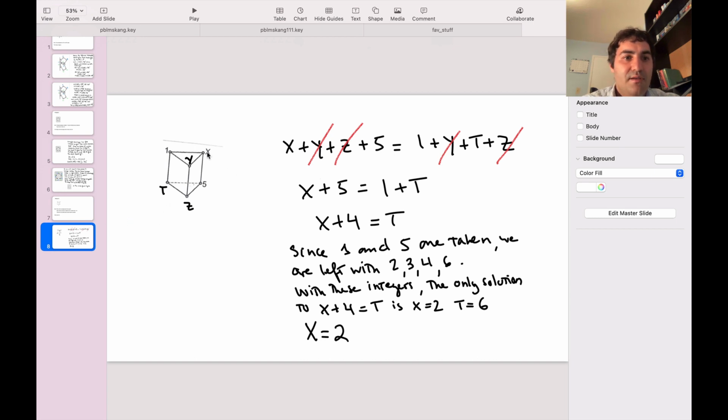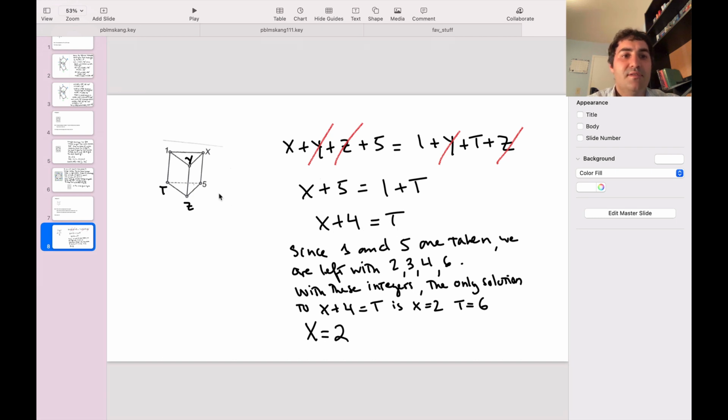So we know that x plus y plus z plus 5, so I denoted these other vertices as y, t, and z. So we know that if we sum these values in one square, they're going to equal the values in another square. So we can say x plus y plus z plus 5 equals 1 plus y plus t plus z. Now I x'd out in red the common terms on each side, which cancel. So we get x plus 5 equals 1 plus t, and therefore x plus 4 equals t.